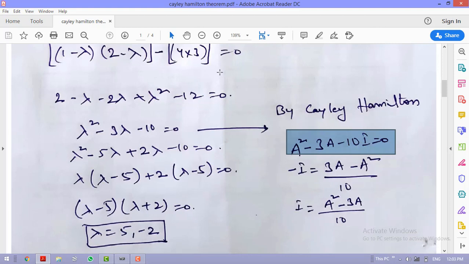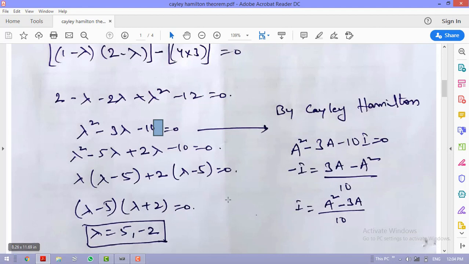Over here nothing is written like I or A, but you need to know that if we multiply the identity matrix with any matrix, then that matrix will remain the same. It means if you multiply the identity matrix with A, it will remain the matrix A only.